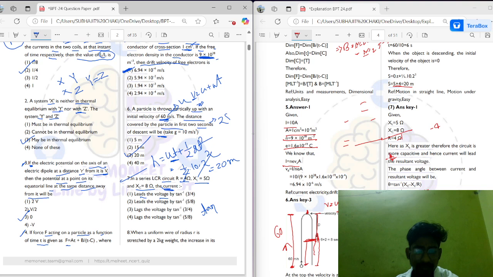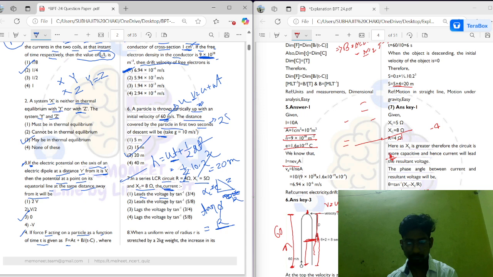So take the tan phi. Tan phi will be equal to R divided by XL minus XC. Sorry, not R. XL minus XC divided by R. XL is equal to 5, XC is equal to 8, so 8 minus 5 equals 3, and R is equal to 4. So theta will be equal to tan inverse 3 by 4.